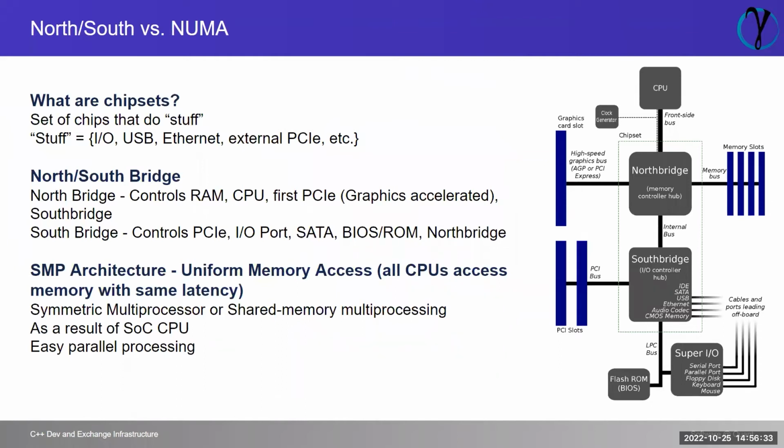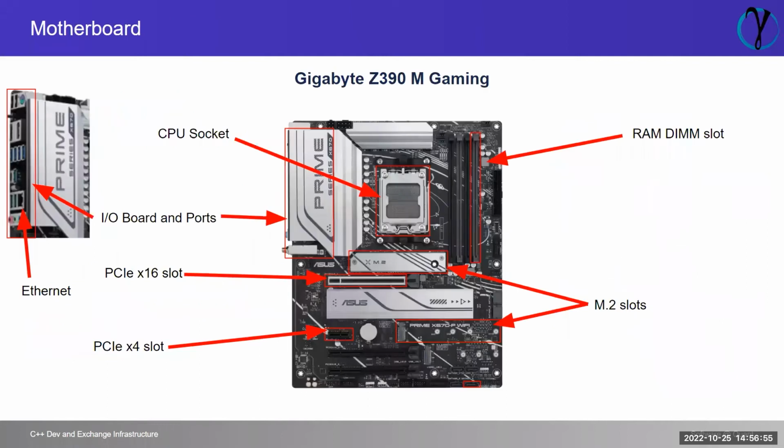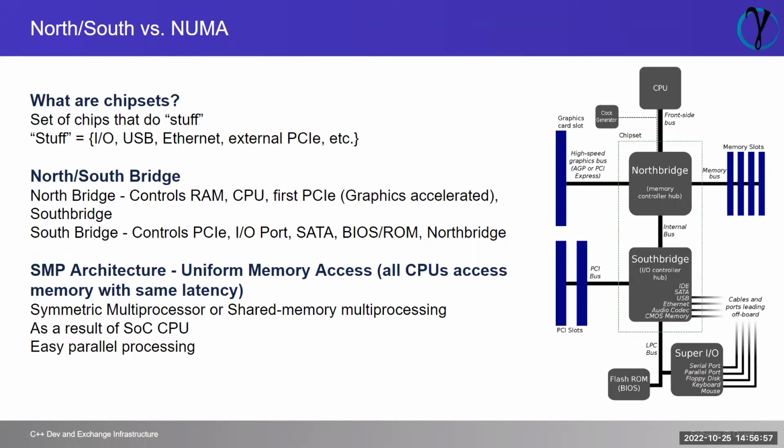So for the motherboard, this is what it used to look like. We're going to talk about the north-south bridge. The North Bridge was in charge of basically anything that was important for the CPU. That would be connecting to that first graphics accelerated PCIe x16 port, the one that is specially colored up there. And then it would connect to the RAM and then connect to the South Bridge. That's really what it was in charge of.